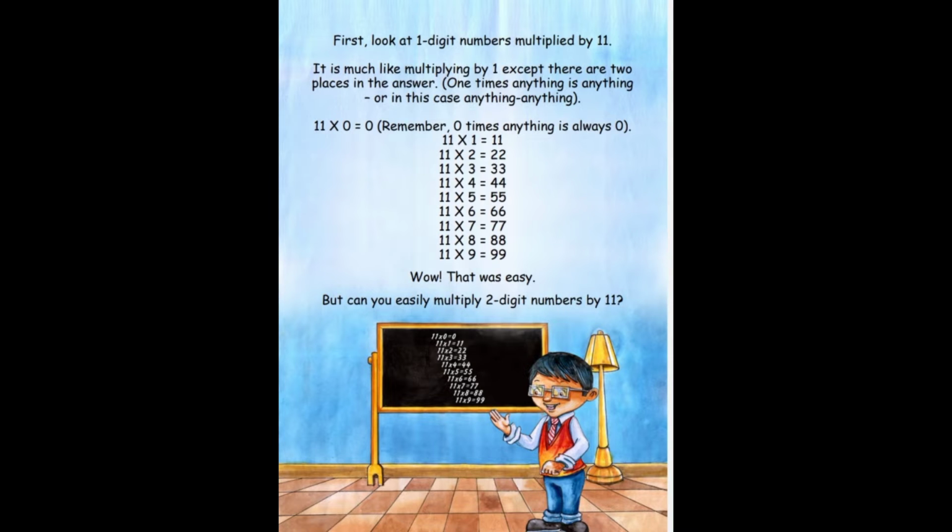11 times 1 equals 11. 11 times 2 equals 22. 11 times 3 equals 33. 11 times 4 equals 44. 11 times 5 equals 55. 11 times 6 equals 66. 11 times 7 equals 77. 11 times 8 equals 88. 11 times 9 equals 99. Wow, that was easy, but can you easily multiply 2-digit numbers by 11?